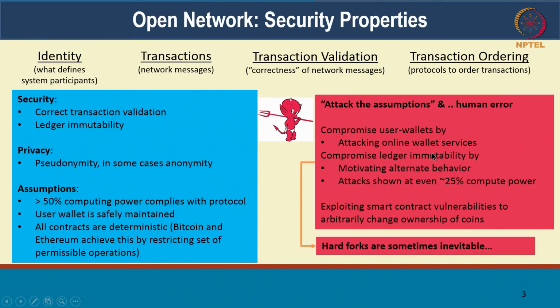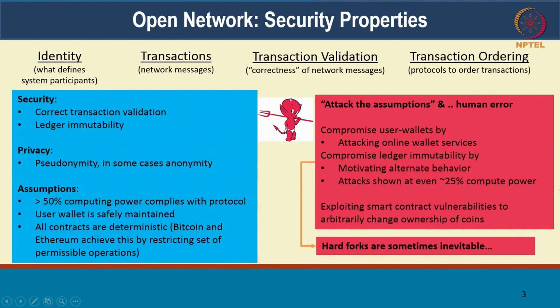Ledger immutability can be compromised if nodes behave in a certain different way. For instance, there is a research article that shows that even if you compromise maybe just 25% of the network, you can cause bad things to happen in the network, right? That's the notion of selfish mining. I will give you a reference to that later in the fun reading section.